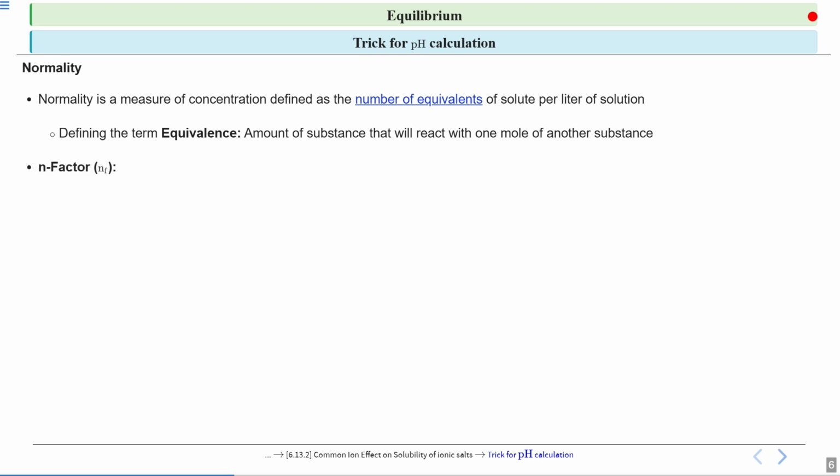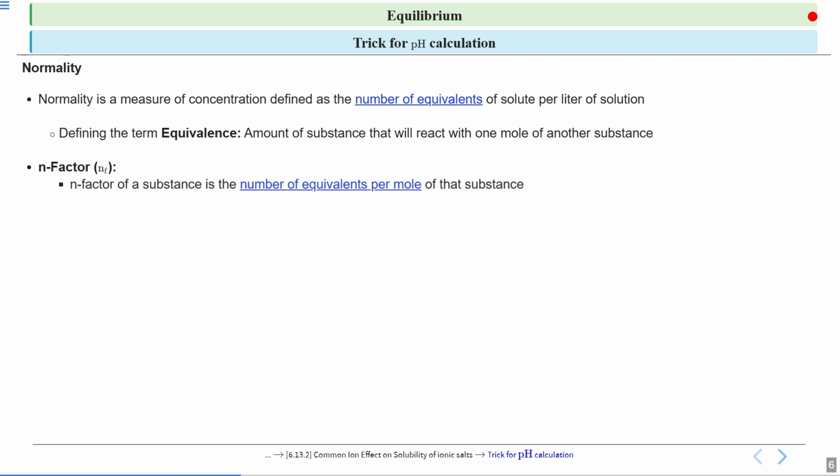But in the case of this acid-base reaction, which is the case of ionic equilibrium, we have a specific condition. To define that specific condition, we will limit the n factor. We will try to understand it. It's a new term, so don't get confused with normality. Once you get the formula with relevance to the n factor, you will find it very easy to understand.